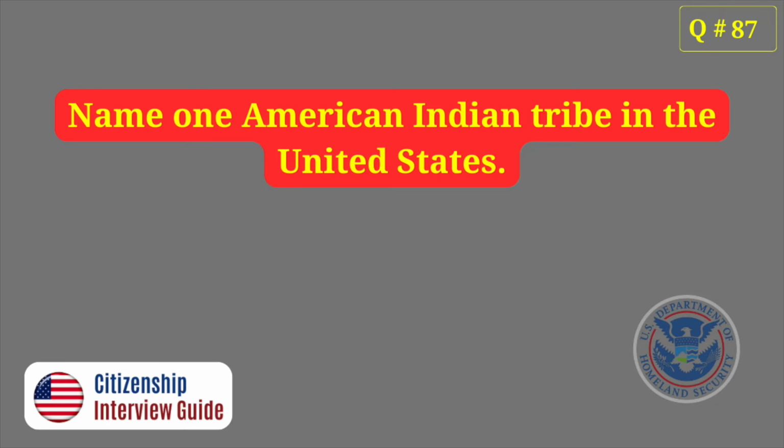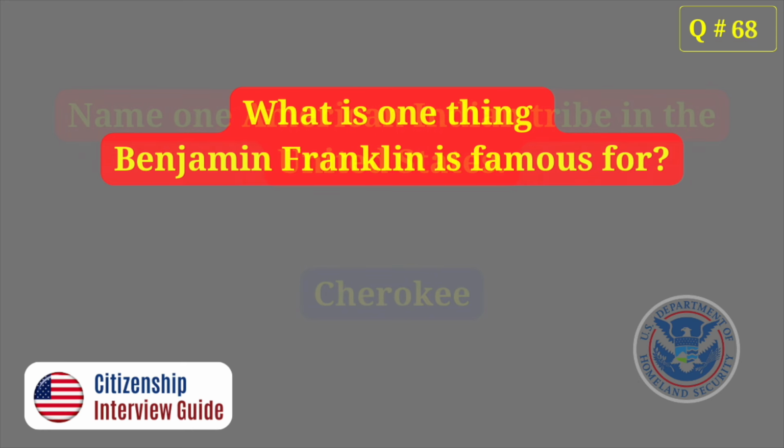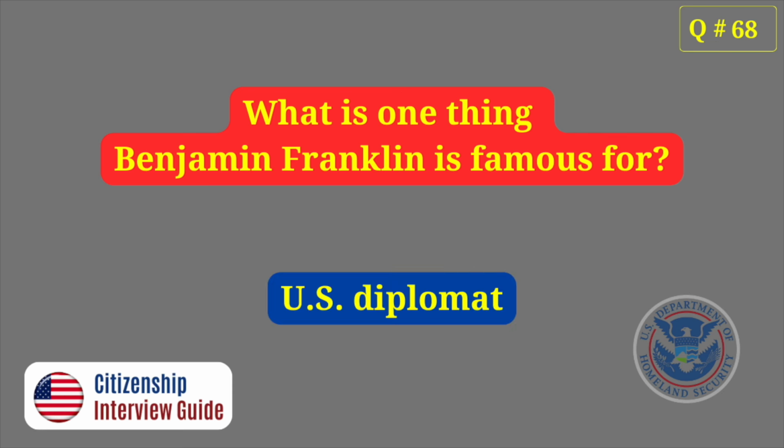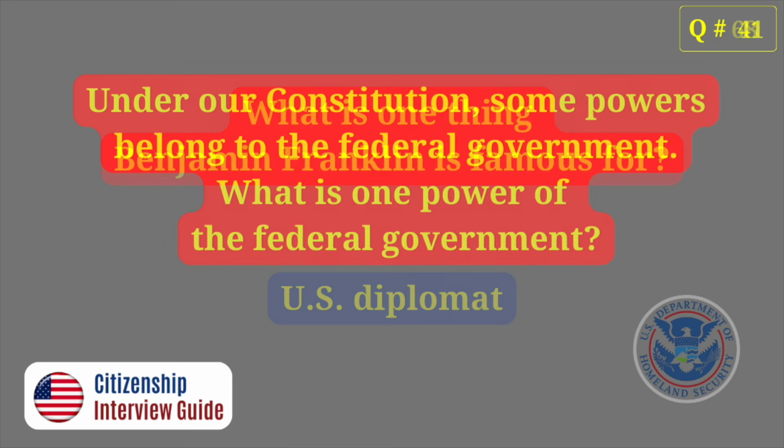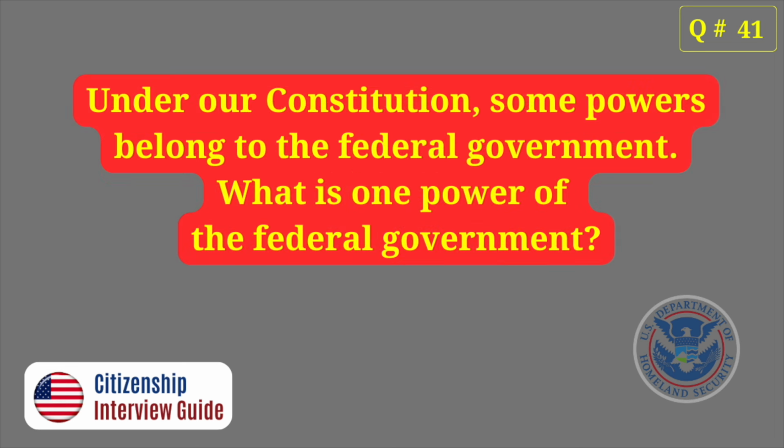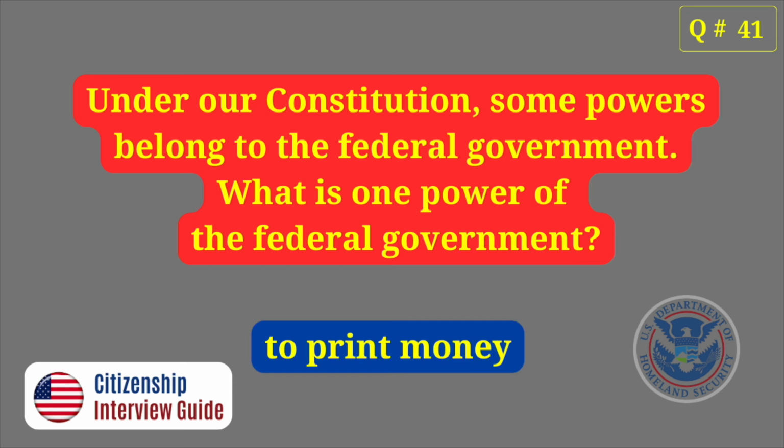Name one American Indian tribe in the United States. Cherokee. What is one thing Benjamin Franklin is famous for? U.S. diplomat. Under our Constitution, some powers belong to the federal government. What is one power of the federal government? To print money.